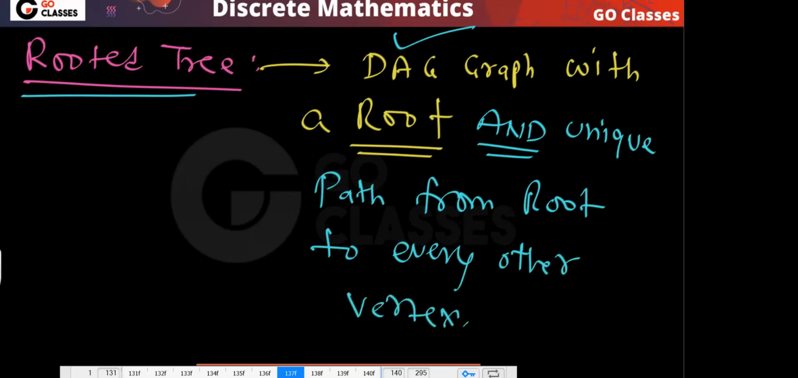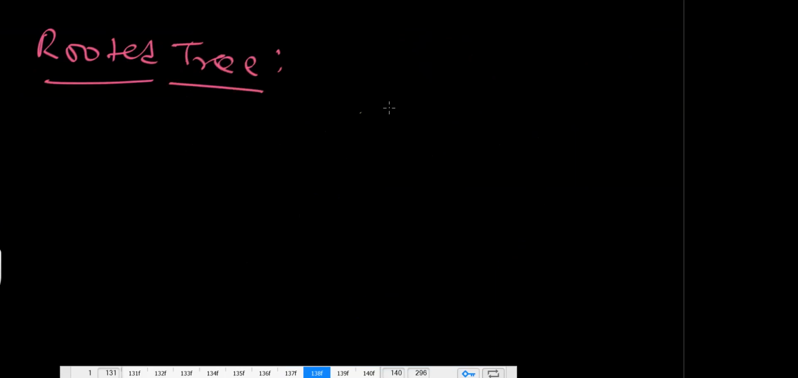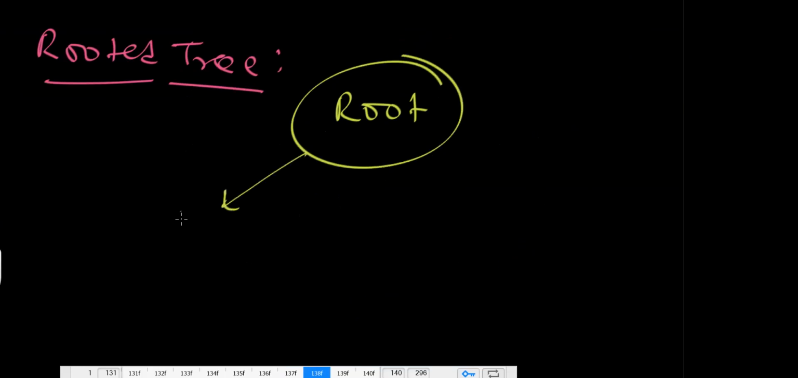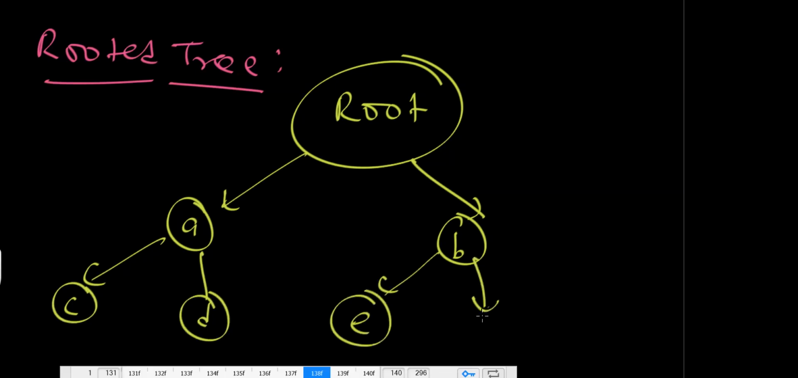With an example, let's see. Basically, you have a root. This is your rooted tree. Your rooted tree has a root. There is one vertex which is the root, and other vertices are like this, C, D, E. This type of graph is called a rooted tree.